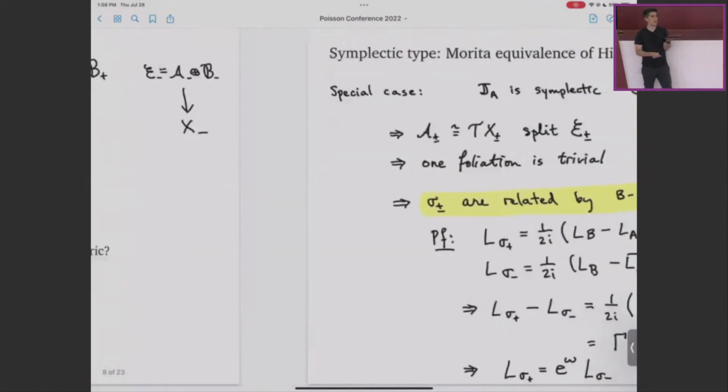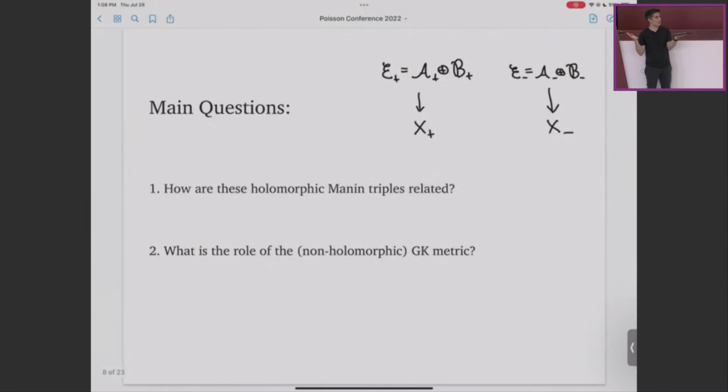Okay, any questions about this? This is the problem. I could have explained this part 6-7 years ago.